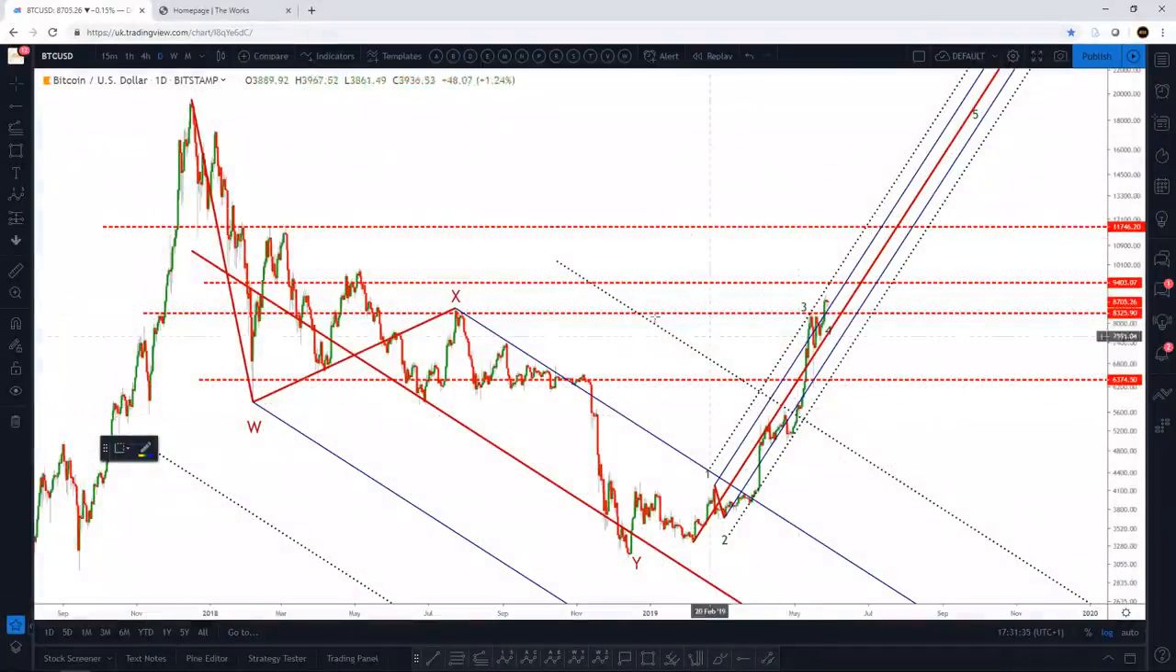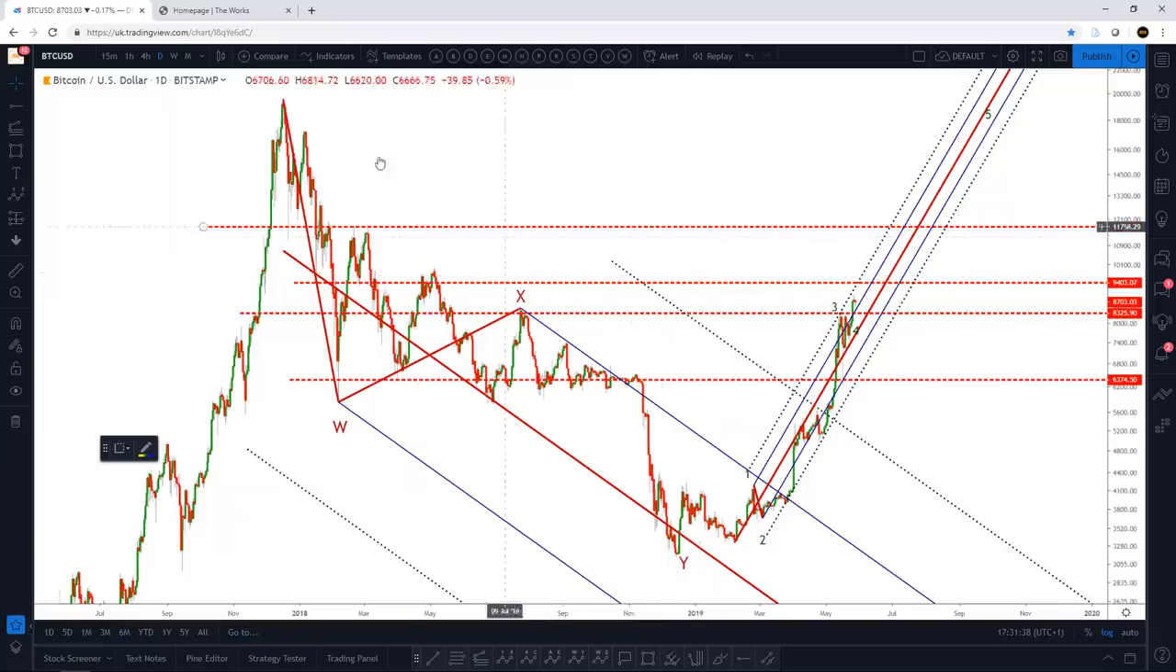Alright guys, okay, so yeah, as I mentioned, we're going to start talking about the long-term count on Bitcoin.